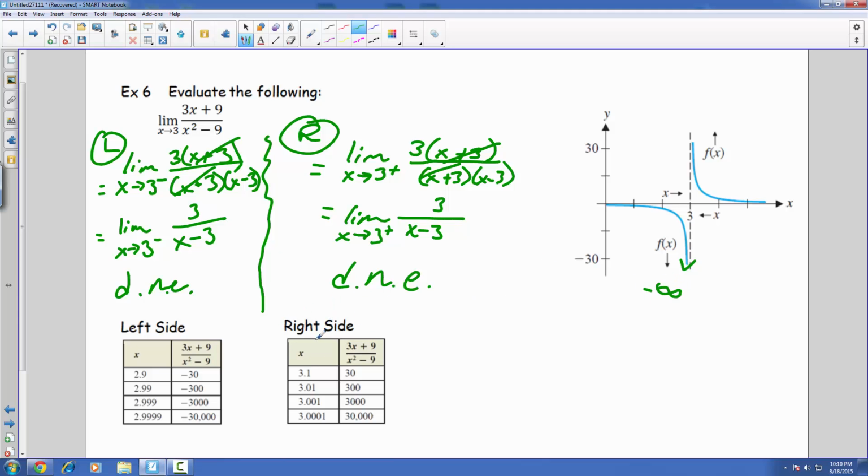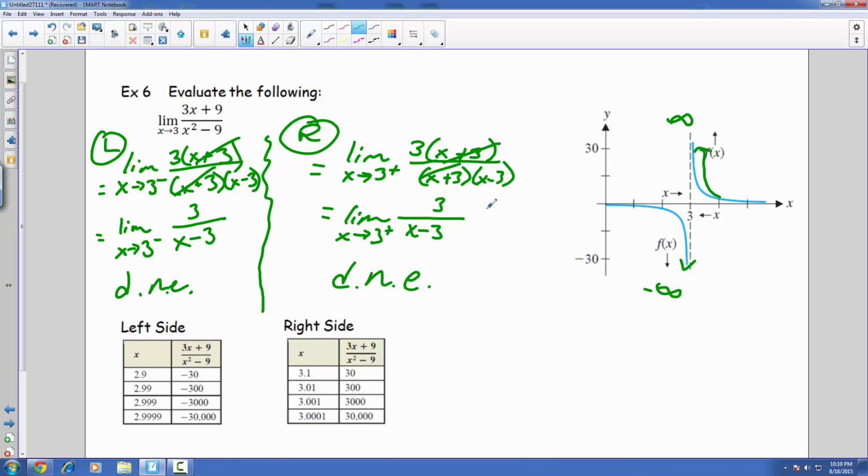Whereas on the right side, as you get closer and closer to 3 from the right, your values are getting larger and larger very, very quickly. We're going upwards towards positive infinity. And because they actually don't end up at the same spot, well, we can't even say that this is an infinity or anything like that, or potentially negative infinity.